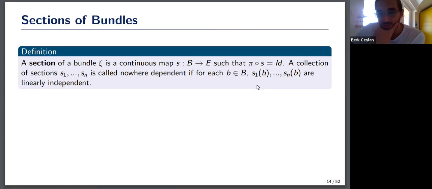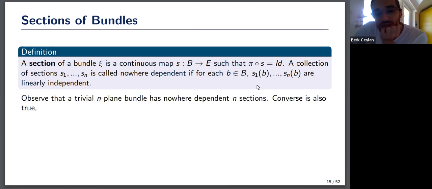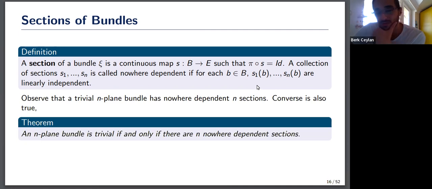And if you have a collection of sections which are everywhere linearly independent at every base point, we call them nowhere dependent. You can observe trivial bundles always have a nowhere dependent collection of sections, and the converse is also true. A bundle is trivial if and only if there are nowhere dependent sections.